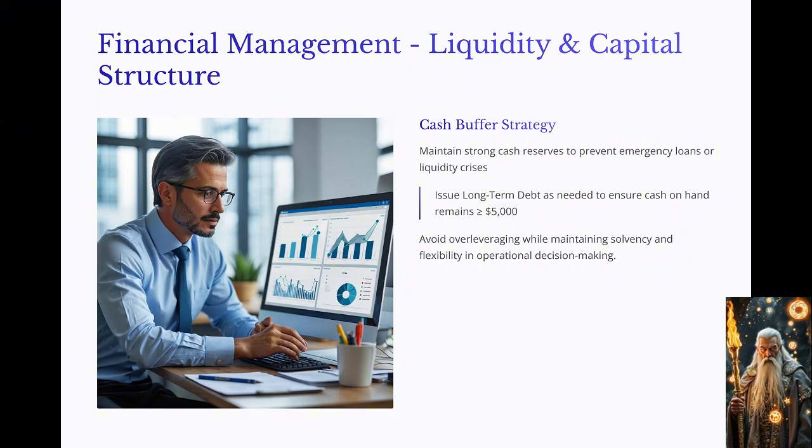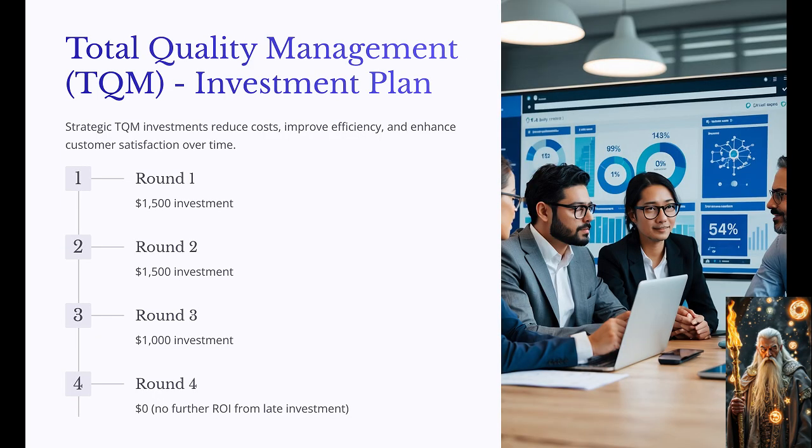Total Quality Management, TQM, Strategic Investment Plan. TQM investments reduce costs, improve efficiency, and enhance customer satisfaction over time. Recommended spending schedule: Round 1, $1,500. Round 2, $1,500. Round 3, $1,000. Round 4, $0. No further ROI from late investment.